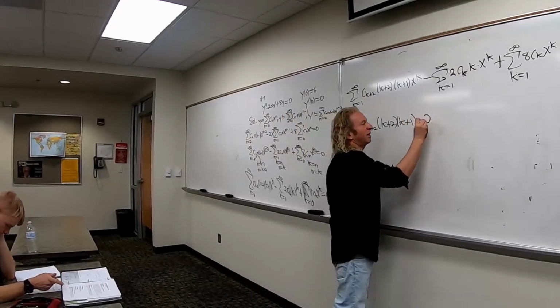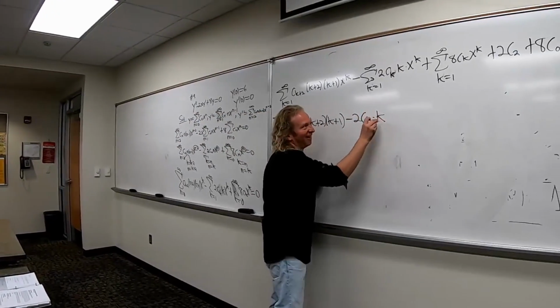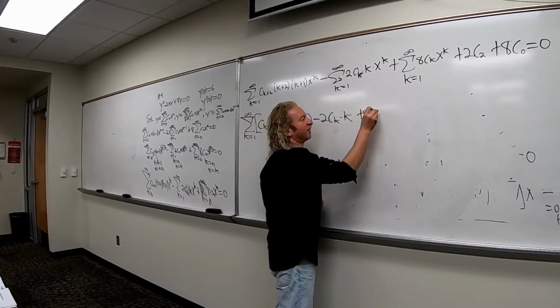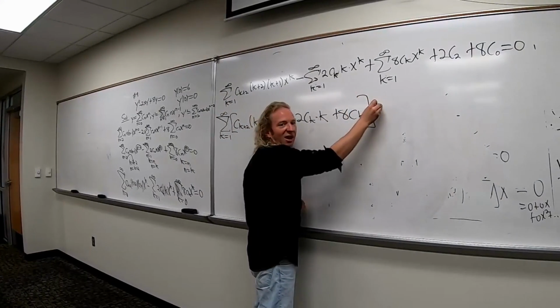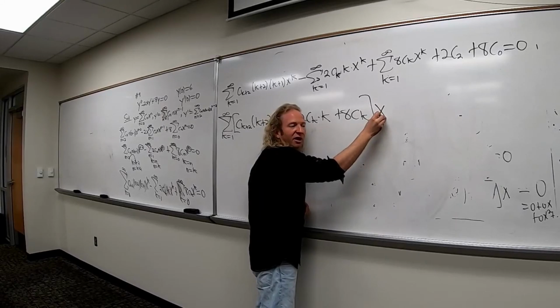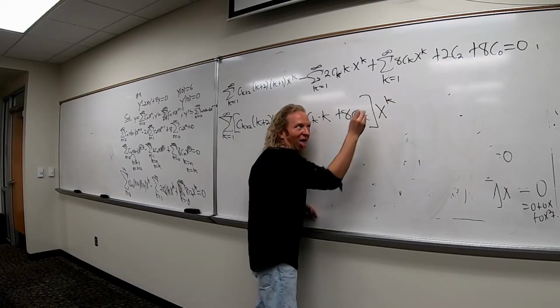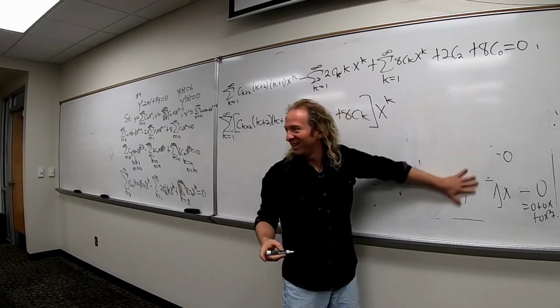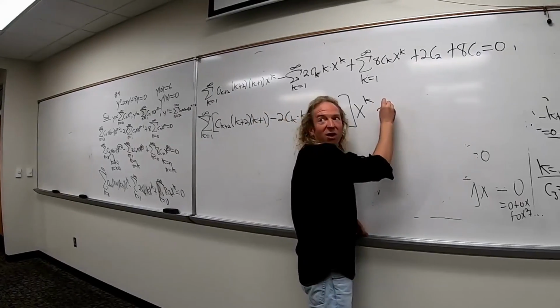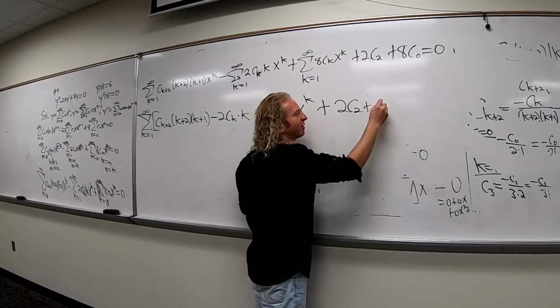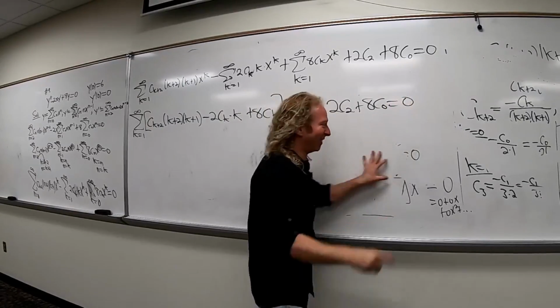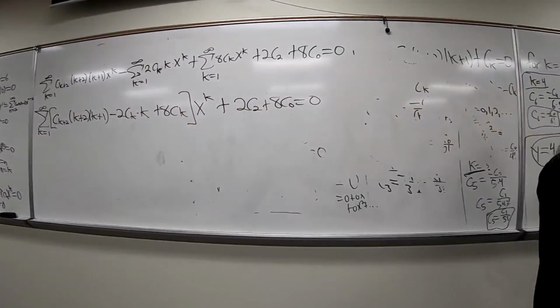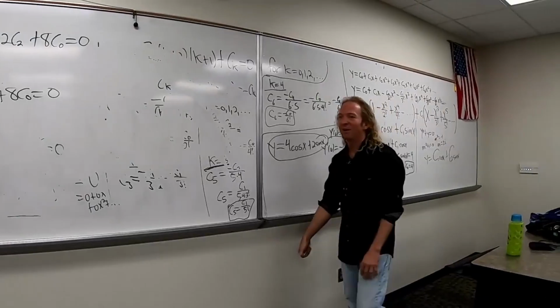So minus 2ck plus 8ck. And then here we have x to the k plus all of this. Right, ridiculousness. We probably won't finish this problem. I don't know. Let me not be so negative. Go faster. We still have 15 minutes. Let's be positive.